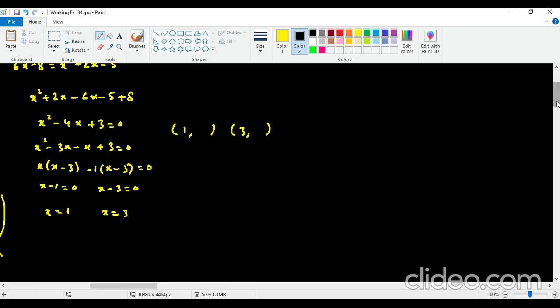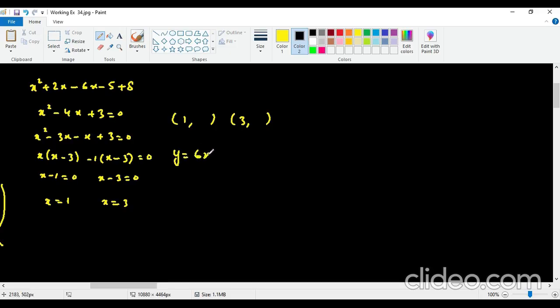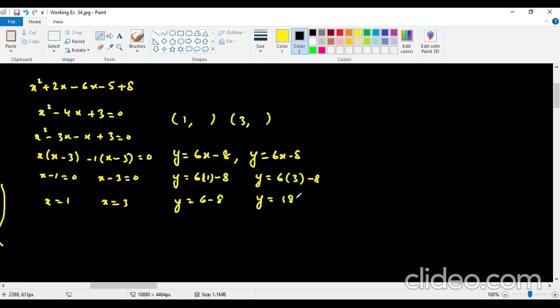Now I know very well in the given question it is y equals 6x minus 8. I will write this 2 times. Y equals 6x minus 8. So the first value I get is 1, so I'll multiply 6 by 1 minus 8. And in here 6 times 3 minus 8. So this gives us 6 minus 8, and this gives us 18 minus 8. So this is going to give us a negative 2, I will write here, and y equals 10, I will write here. So this is the answer for question number 2.